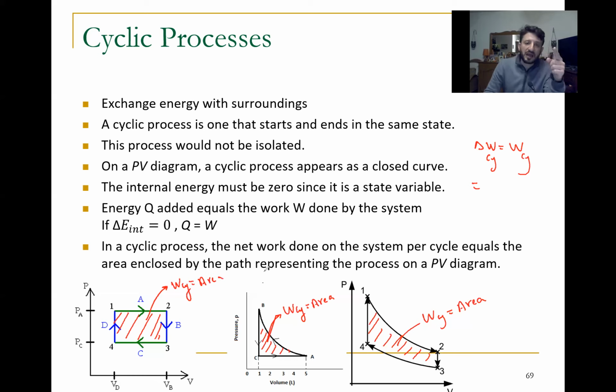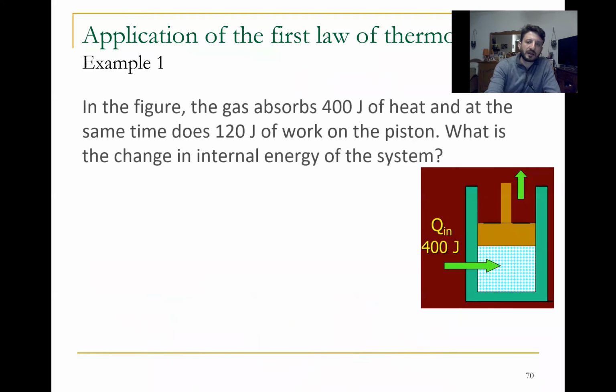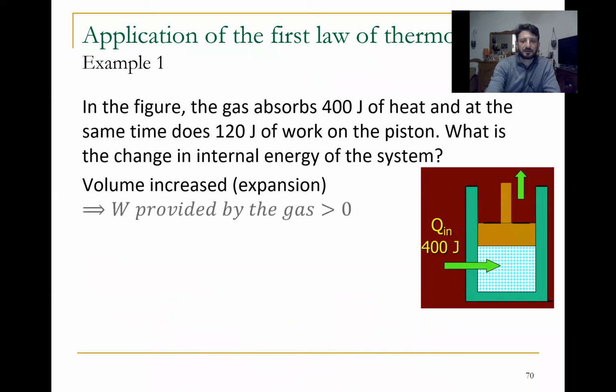Okay, if we have only one curve, like before, for example, I take P constant, only one process, in this case omega equals the area under the curve. Okay, we have a difference between a closed cycle and one transformation. I give you here an example.